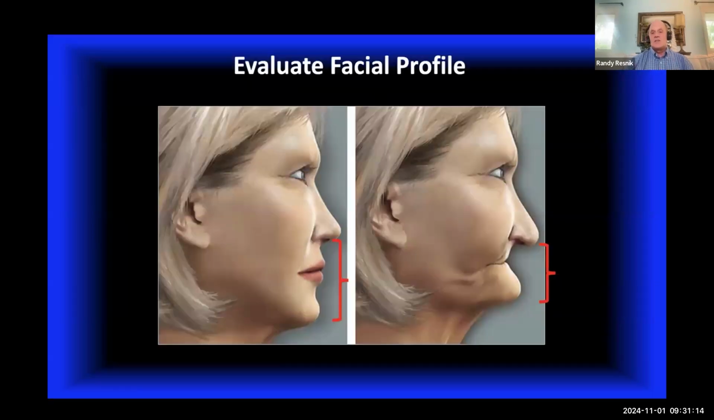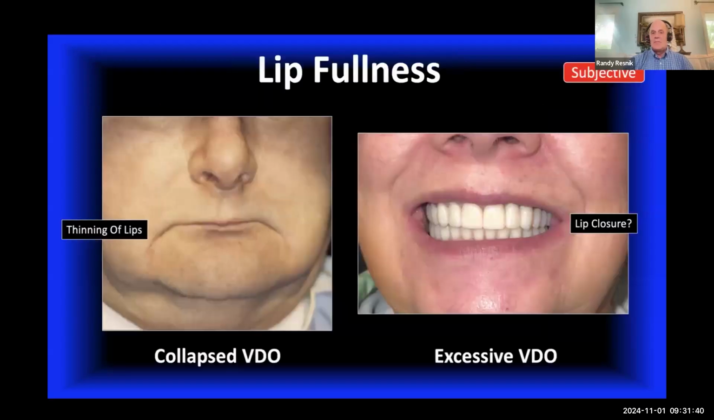However, these are more subjective. Even though we can evaluate it, the first area that you want to evaluate when you look at the face is in profile. So look at the lower 1/3 of the face. When you see the chin getting very close to the nose and more of a sunken in look, we know that we've lost vertical. So there's an aesthetic part of this in evaluating the vertical dimension.